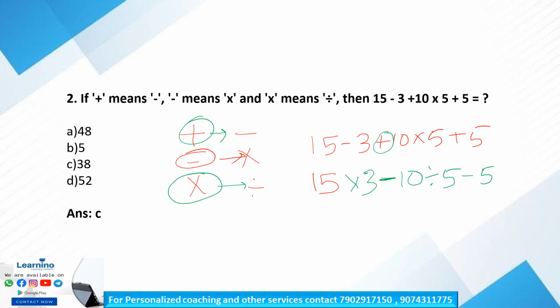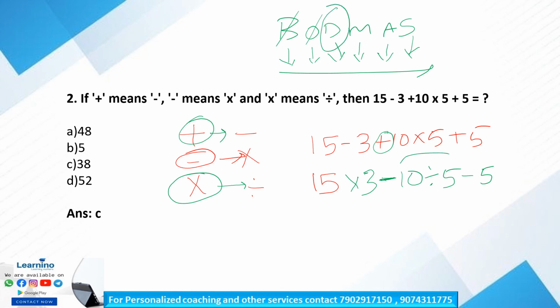According to BODMAS we have to solve this equation. BODMAS is bracket, of, division, multiplication, addition and last subtraction. This is the order of solving this question. So we have to follow BODMAS. There is no bracket, there is no of in this question, so we start with division. 10 division 5 is what? 10 division 5 is 2.